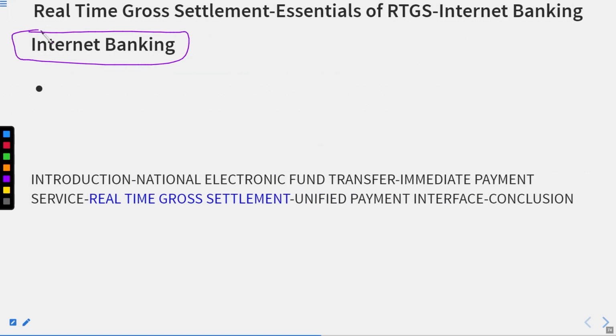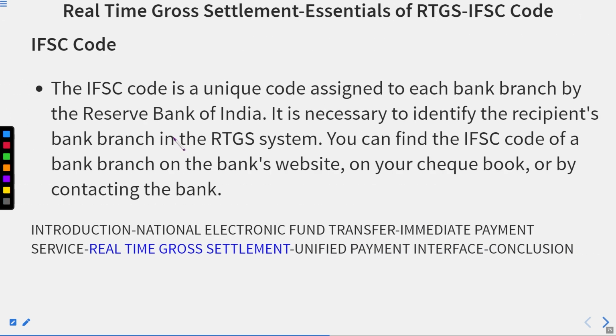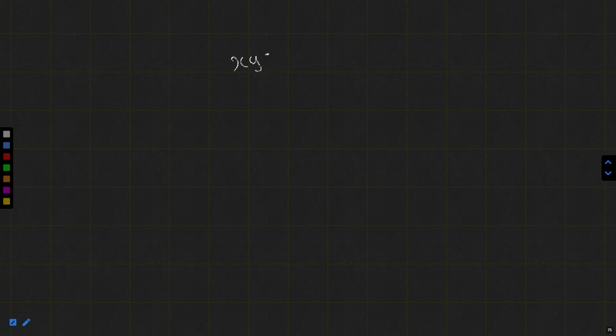Next is internet banking. Access to internet banking is essential for initiating an RTGS transaction. You should be registered for internet banking with your bank and have a valid username and password to log in. Okay. IFSC code. The IFSC code is a unique code assigned to each bank branch by the Reserve Bank of India, necessary to identify the recipient's branch in the RTGS system. You can find the IFSC code of a bank branch on the bank's website, on your checkbook, or by contacting the bank itself.